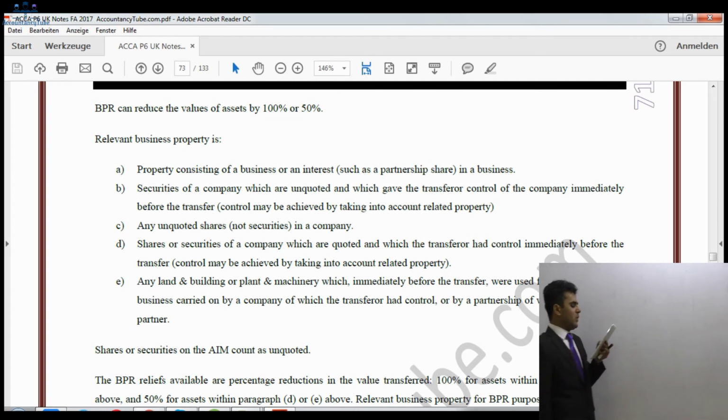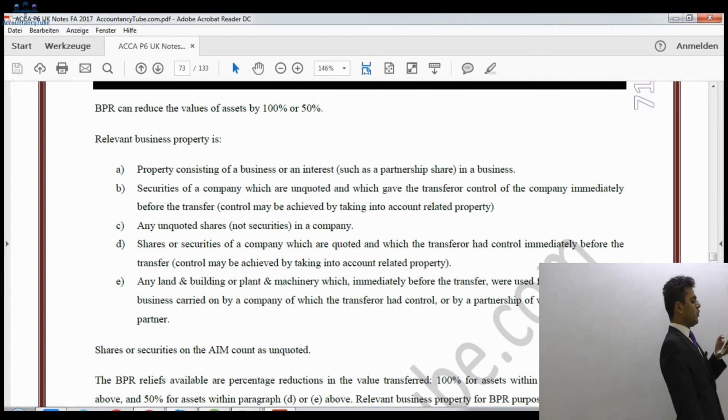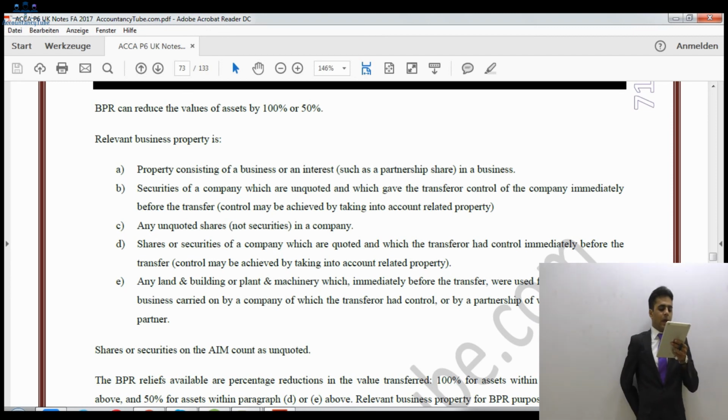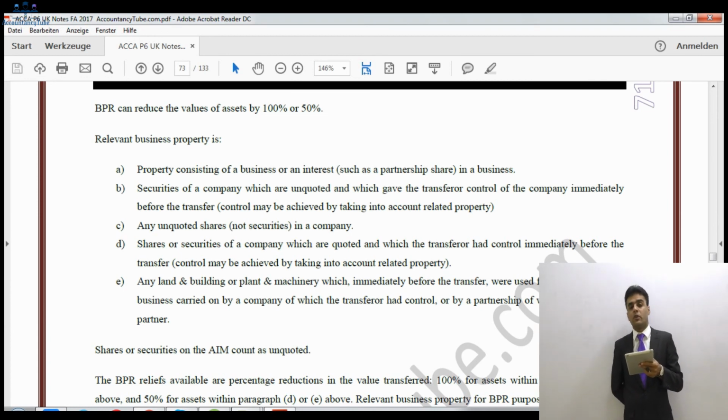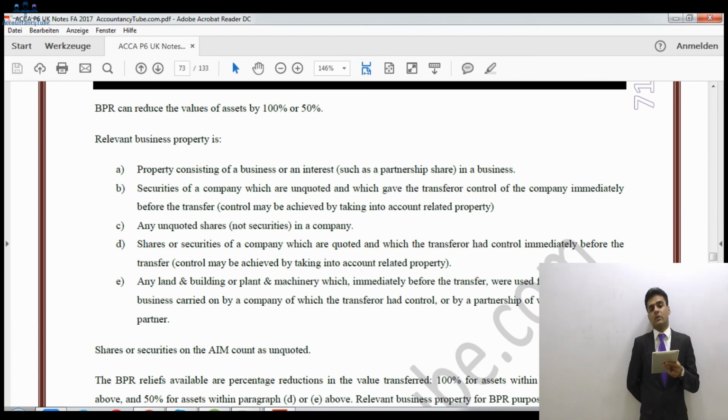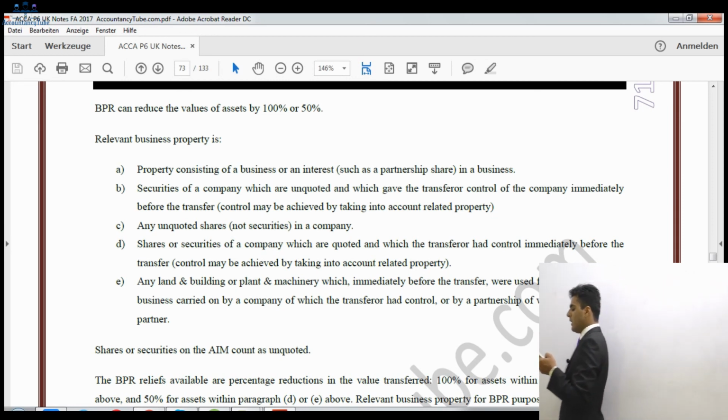It must have been owned by the transferor for at least 2 years before the transfer, or if it wasn't owned, it was replaced by other business property where the combined period of ownership of both sets of property was at least 2 years of the last 5 years. If these conditions do not apply, the business property relief will still be available if the asset was transferred on death, and on the date of death the business property relief was available. In that case as well, the business property relief will be eligible.